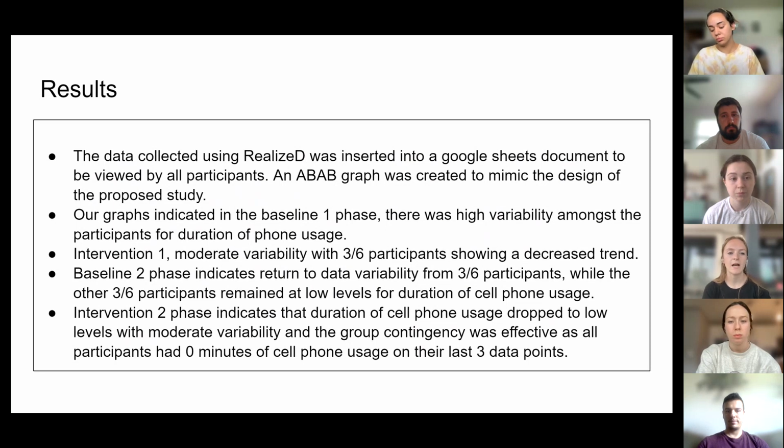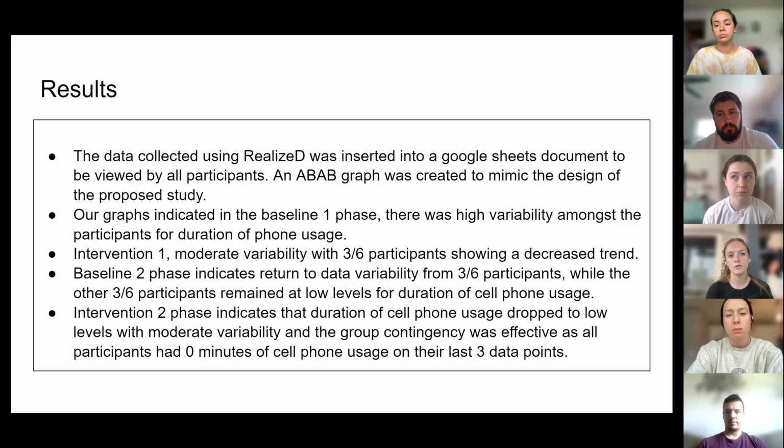So for the results, we utilized an ABAB design to mimic that of the study we were replicating, and we discovered that utilizing a group contingency decreased the duration of cell phone usage. As previously stated, our RealizD app did pick up duration of cell phone usage and pickups, and all data was placed into a Google Sheets drive where we could look and assess the number of pickups and compare it to the duration. But in the following slides, you will view the graphs, and the data put into the graphs is the duration of cell phone usage.